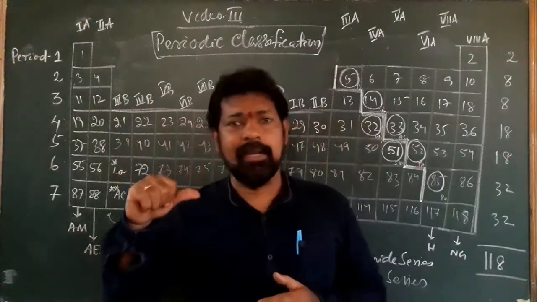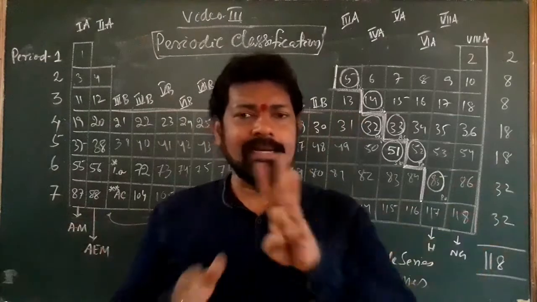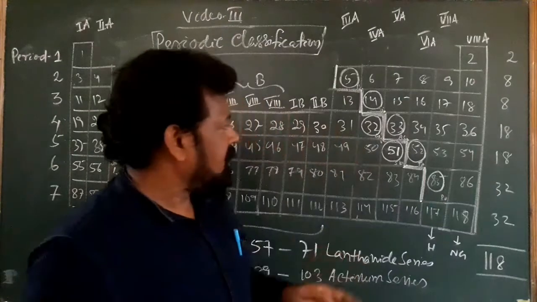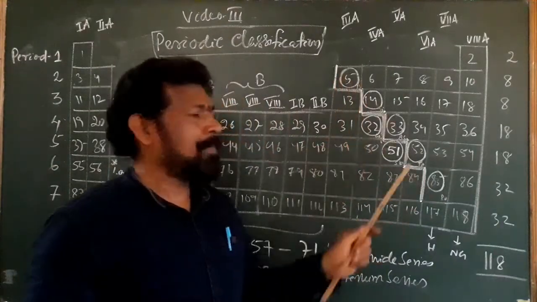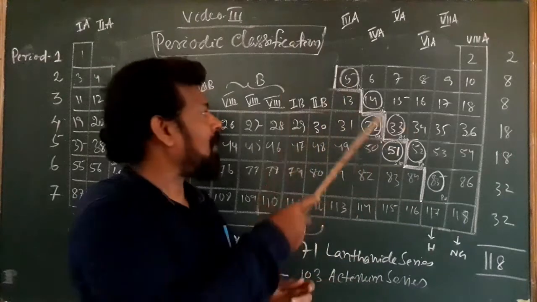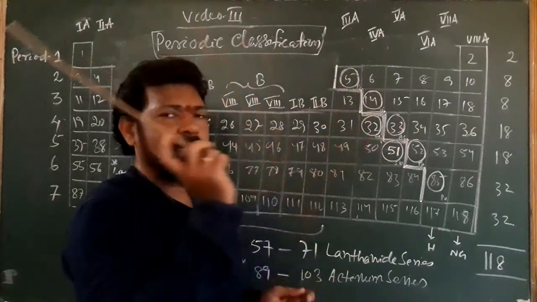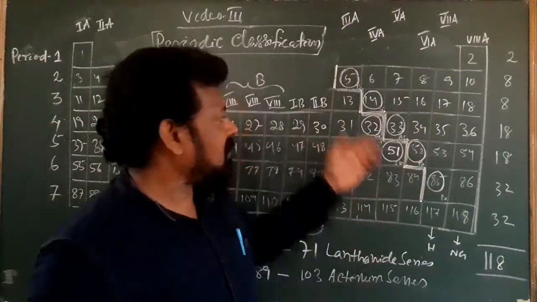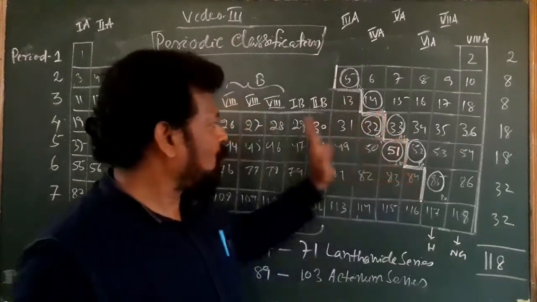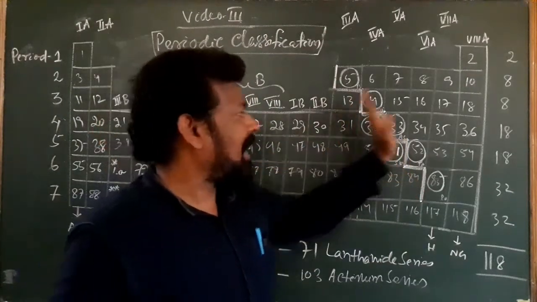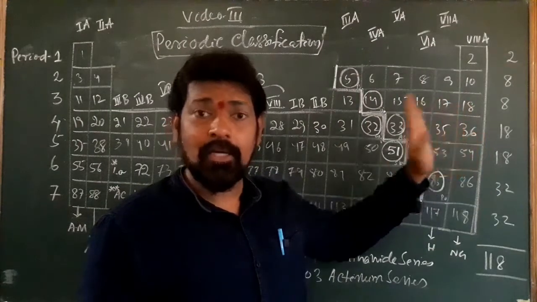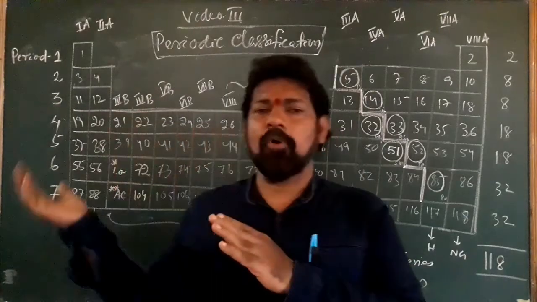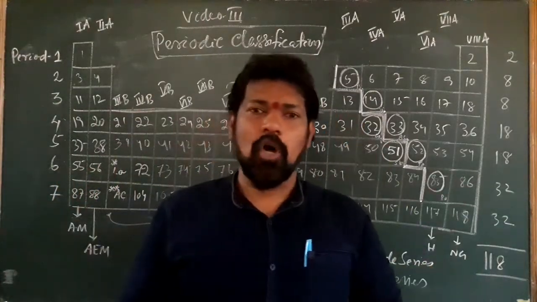The 118 elements are mainly segregated into 3 parts: metals, non-metals and metalloids. See here, I have given some rounded-off numbers: atomic number 5 for boron, 14 for silicon, 32 for germanium, 33, 51, 52 and 85 polonium. Take this as a boundary. Left of this, all the elements are called metals. Right of that, all the elements are called non-metals, and these elements are called metalloids, which have some of the properties of metals and some of the properties of non-metals.